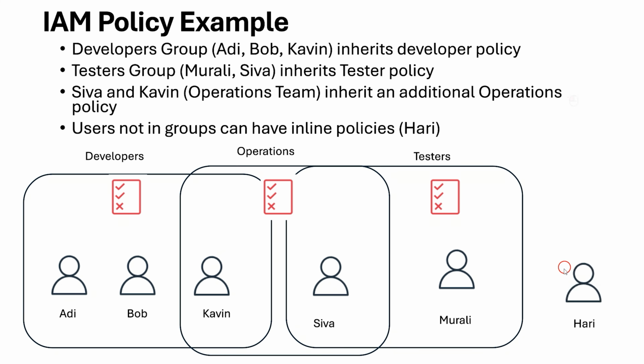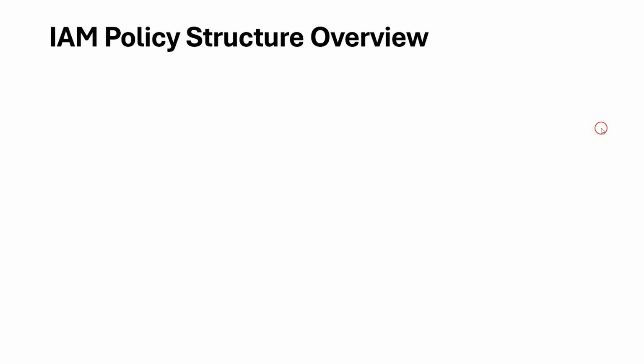And also, as I mentioned, you may have a user called Hari, or some user who is not a part of a group. And if you want to attach some IAM policies specific only to that user, that is called an inline policy. And this is how it looks. Okay, I hope you understand these policy levels by using this example. And moving on to the next slide, that is the IAM policy structure overview.